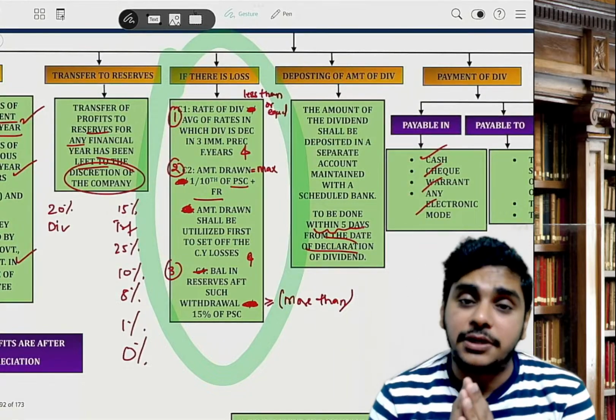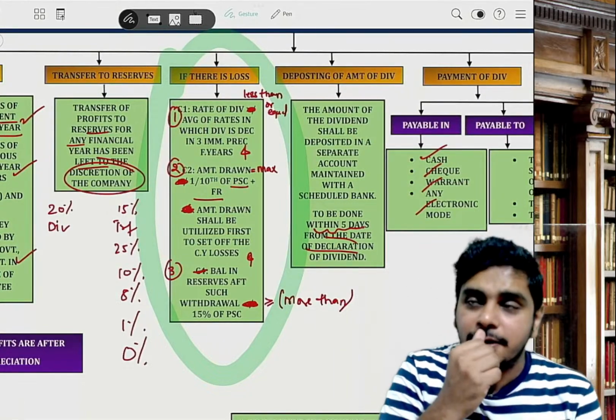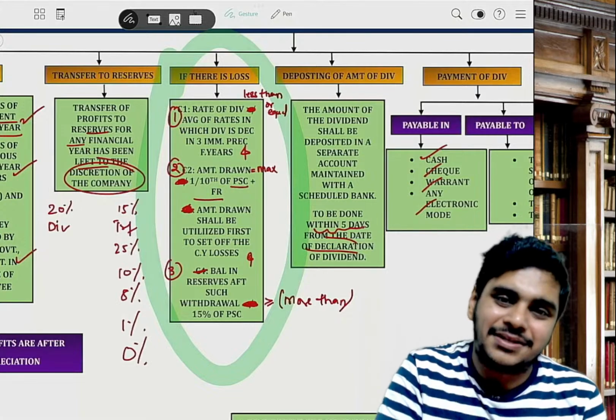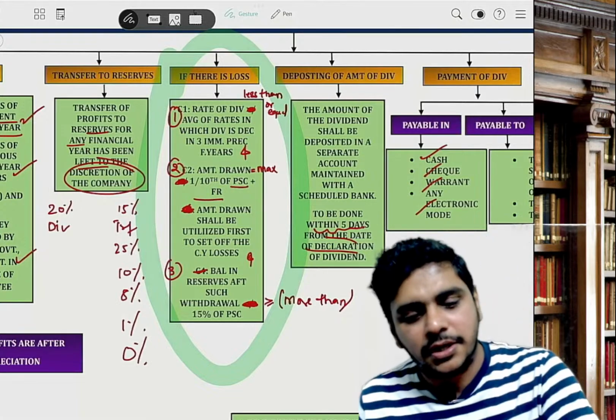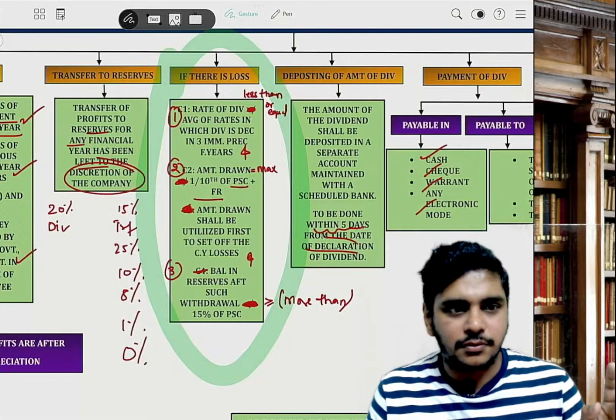When you are declaring a final dividend, and your money is not there, or the money is there but it is less, you follow the rule of 3 conditions. Understood?